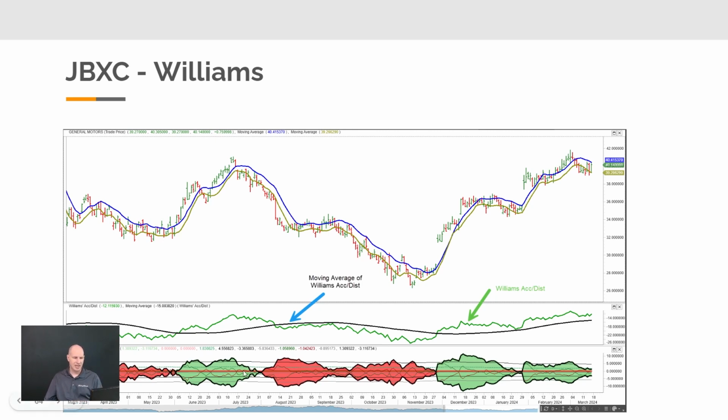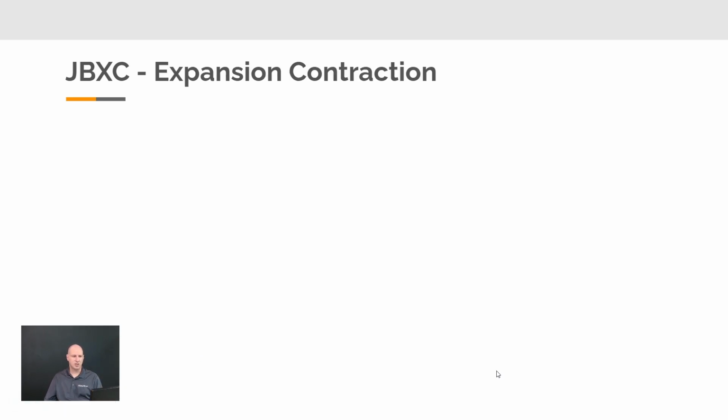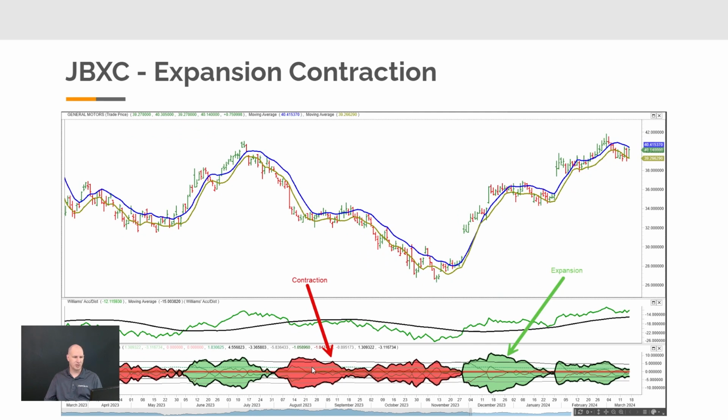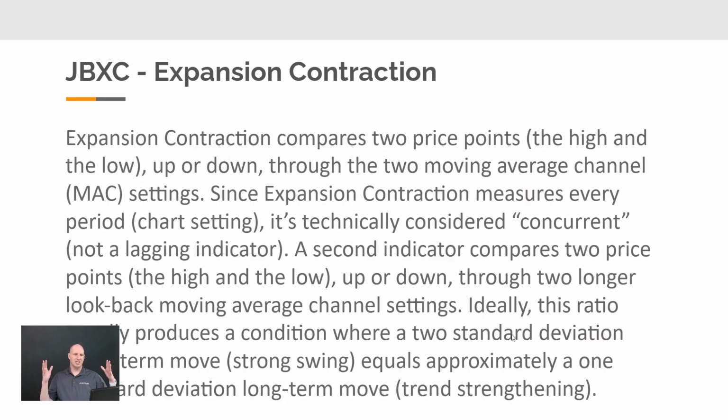And then down here is an expansion and contraction indicator. So we have contraction and expansion. What this will do is compare the two price points, the high and the low, up or down through the two moving average set channels. Okay, so that MAC channel at the top. Since it counts every period, it's not considered a lagging indicator.